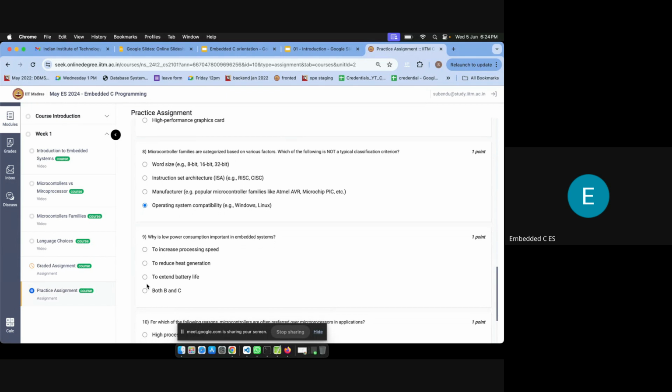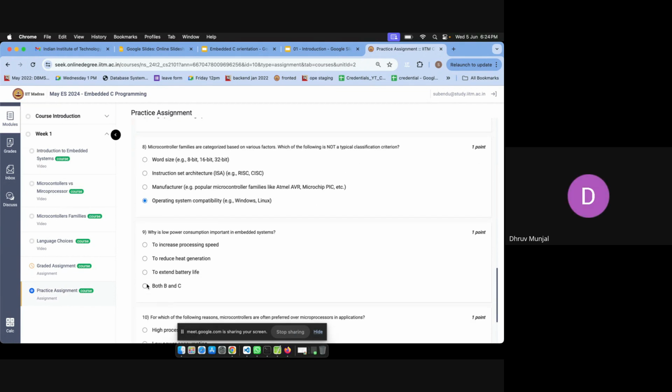Any doubt in question number 8? No, sir. Okay. Sir, why is operating system not a distinction? Operating systems do differ in functionality. See, for a microcontroller, we are not checking whether it supports Windows or Linux, right? Then it would be general purpose. By the end of the day, we are not going to load any operating system into the microcontroller. We are only going to compile the program.